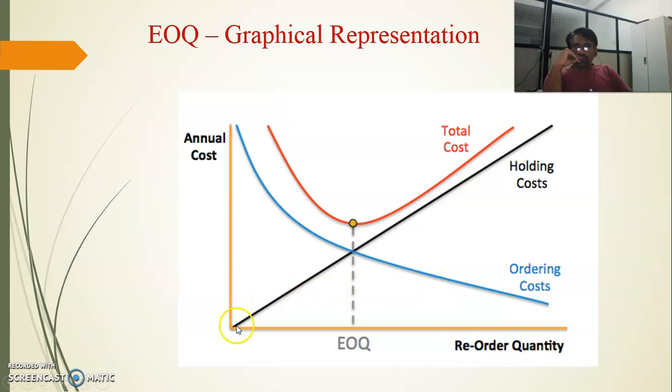At the same time, the holding cost will be a straight line with a positive slope, where we can say that the holding cost is going to increase as the order quantity increases. If more orders are placed and more components are procured, then to store them, the holding cost will increase.